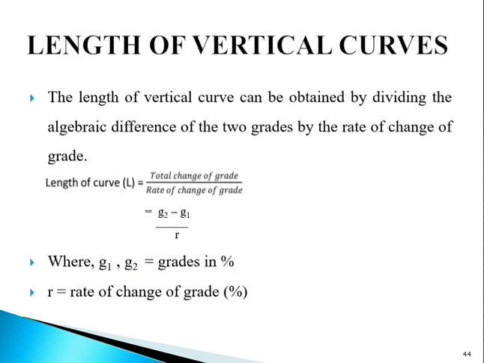And lastly, let's see the length of vertical curves. The length of a vertical curve can be obtained by dividing the algebraic difference of two grades by the rate of change of grade. So the length of curve, say capital L, will be given by total change of grade divided by rate of change of grade. So it will be given by G2 minus G1 divided by R, where G1 and G2 are grades in percentage and R is the rate of change of grade in percentage. This is the required equation used to calculate the length of vertical curves.